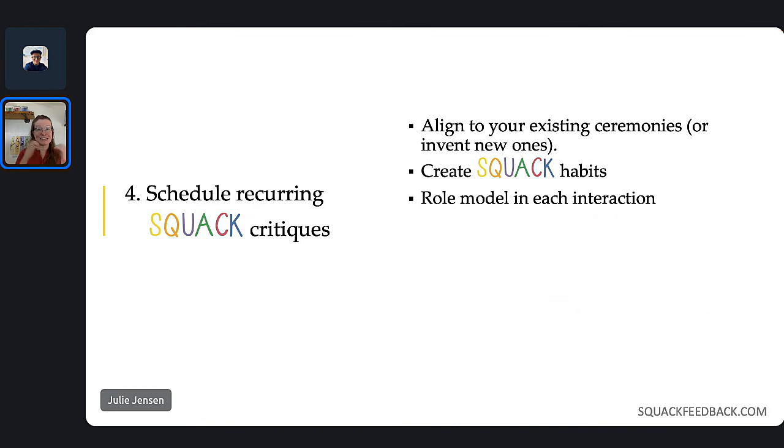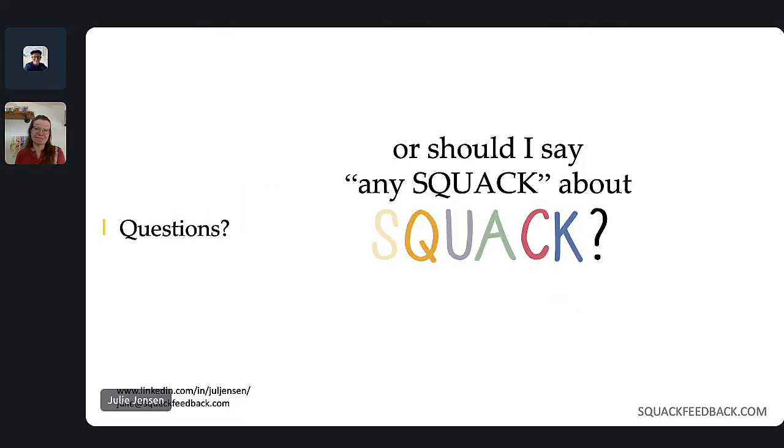A couple of other things to really incubate and hatch Squawk: align it to your existing ceremonies, or maybe you need to invent new ones, right? Create Squawk habits. When you're giving feedback, call it out. Say that this is just a suggestion, or this is my suggestion, or I have a question. And then role model it in every interaction that you're doing. Call it out. Help people understand what your intent is in providing that feedback. And with that, I'll say questions, or maybe more importantly, any squawk about Squawk?